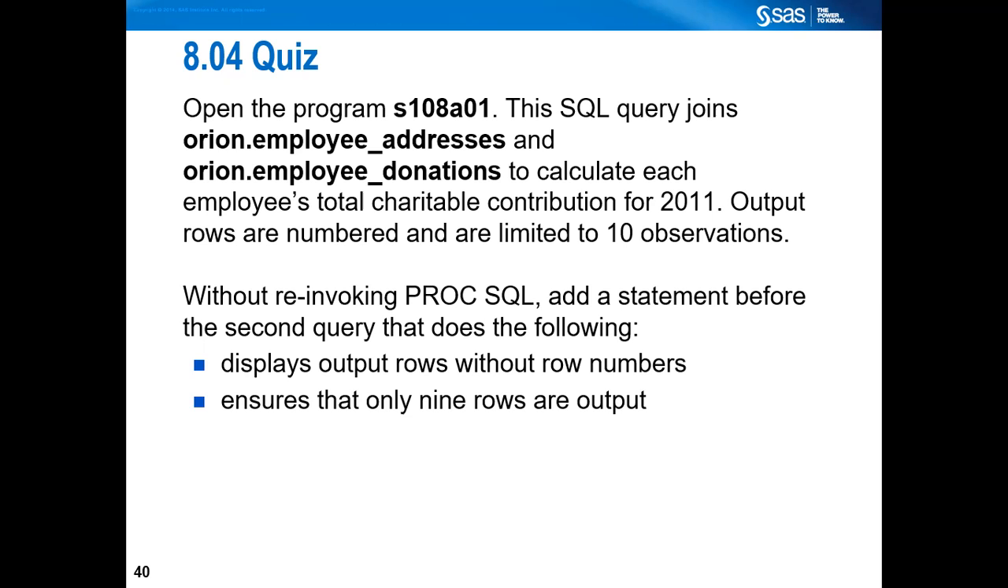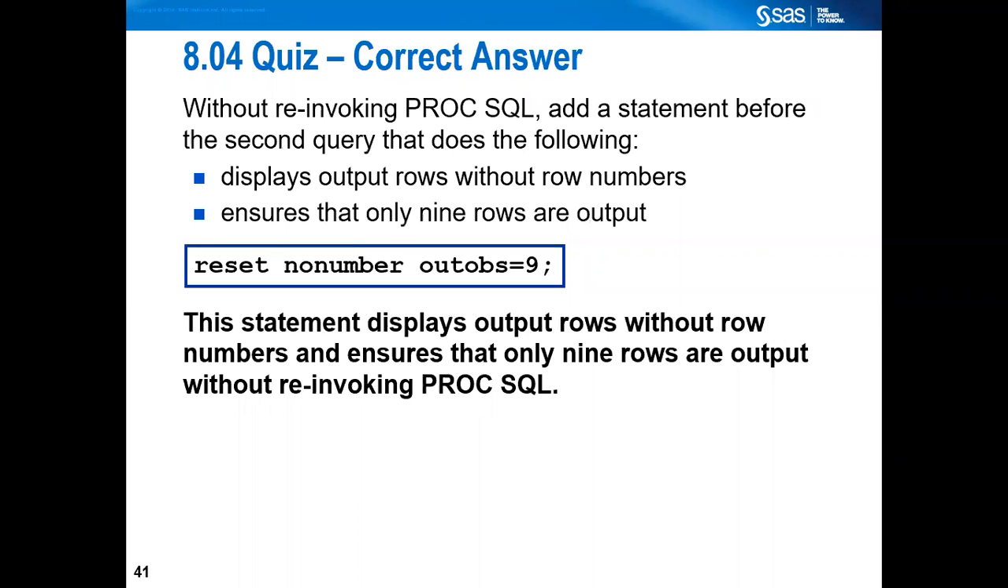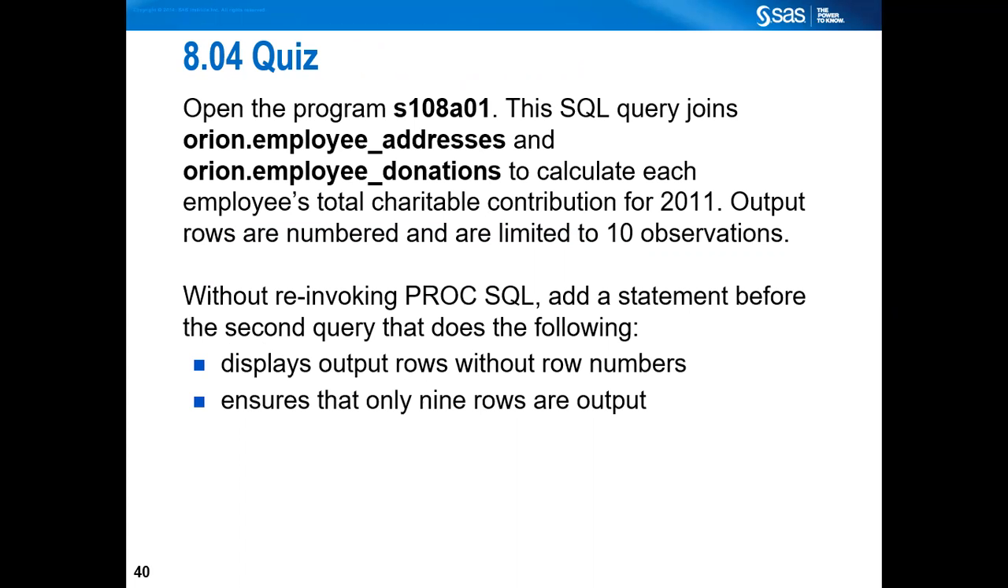We can give reset state. Absolutely. So this is what you write: reset nonumber outobs=9. This statement displays output rows without row numbers and ensures that only 9 rows are output without re-invoking Proc SQL. I hope you people have worked it out. It's a very simple thing.